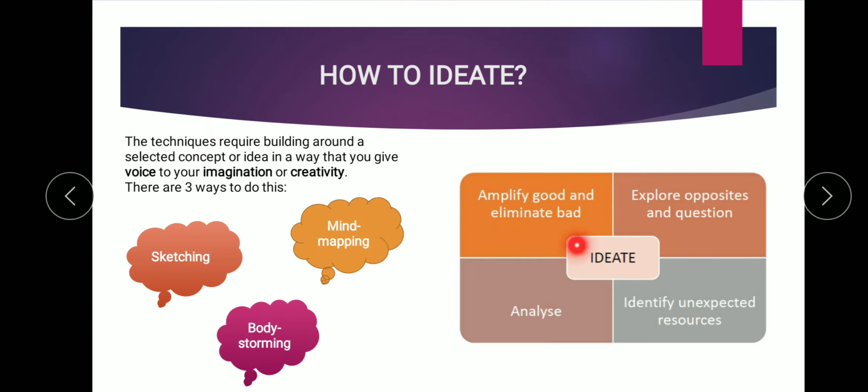You first eliminate the bad and amplify the good. You explore the opposites and question. I guess you remember the reverse brainstorming session. And you analyze and identify the unexpected resources. In a lot of projects, you would have encountered several issues. Some might be expected, whereas some might be unexpected, right? So these unexpected ones must be foreseen, must be forecasted in the process of design thinking. And how are they done? By sketching, by bodystorming, and by mind mapping. So these are the 3 ways by which you can ideate.